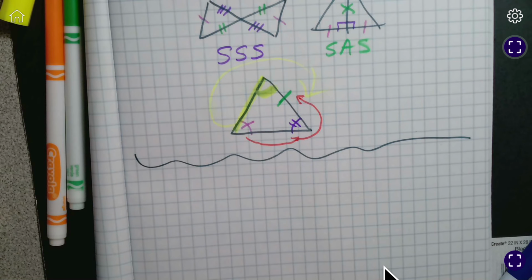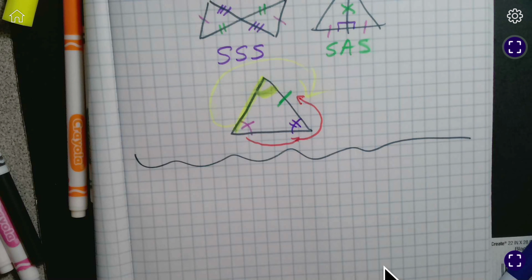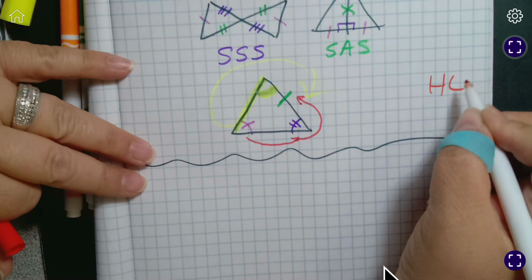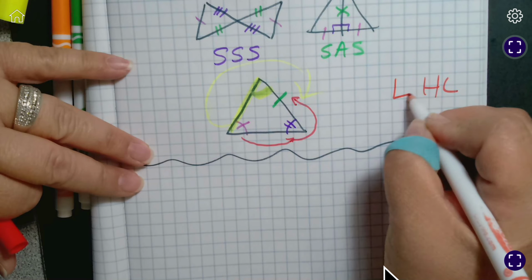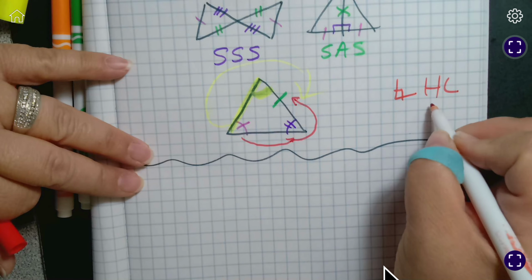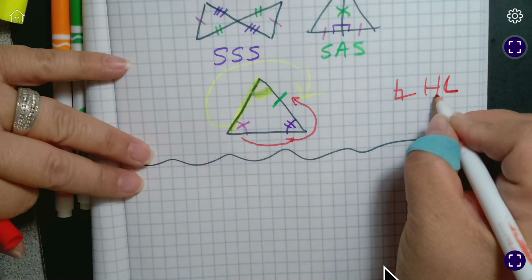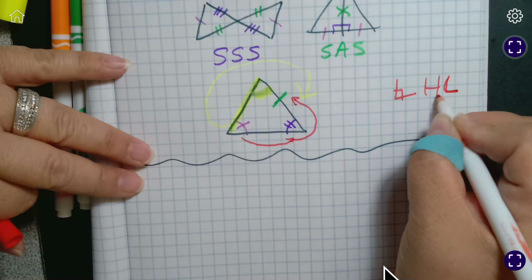Okay, so that's what we're trying to do. We're trying to find three things, and they're sides and angles. One of them is hypotenuse leg, and that would mean we would need a right angle, a hypotenuse, and the leg to be congruent. But these are both sides.